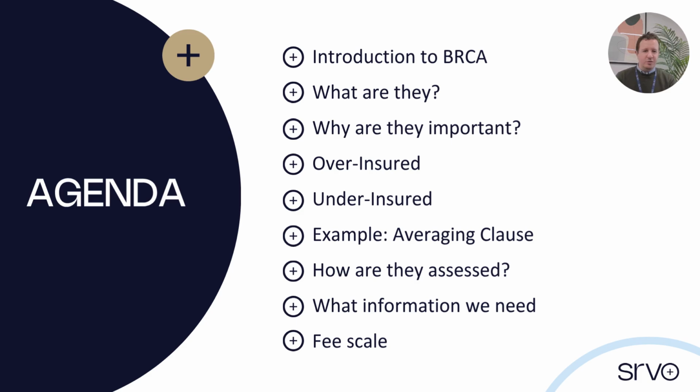Why are these important? We're going to run through examples of what an overinsured property looks like and how that can come about. We'll also talk about underinsurance and go through a worked example of the averaging clause. We'll then talk about how these assessments are done, as well as what information we need from you, and a brief touch on our fee scale to finish up.